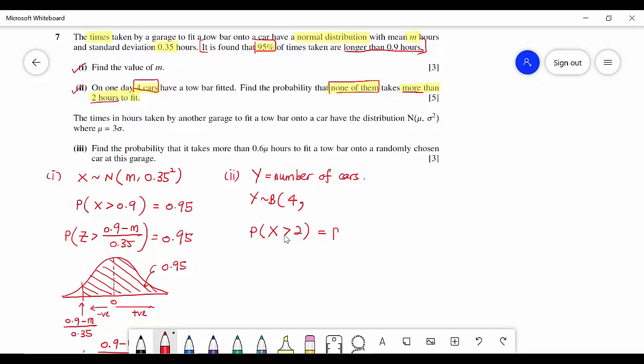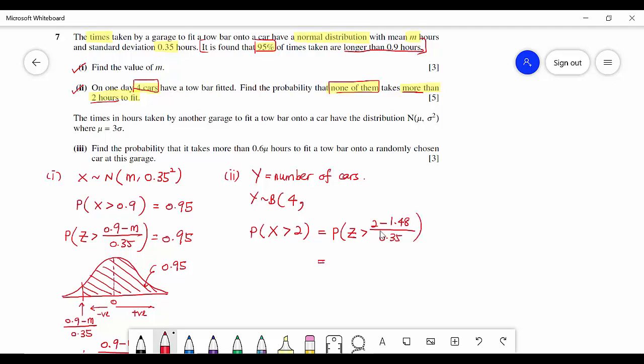It is a normal distribution, so you have to change it to z first. So z is greater than 2 minus the mean. What is the mean that you get? You get 1.48 just now, divided by the standard deviation. So the standard deviation will be 0.35.